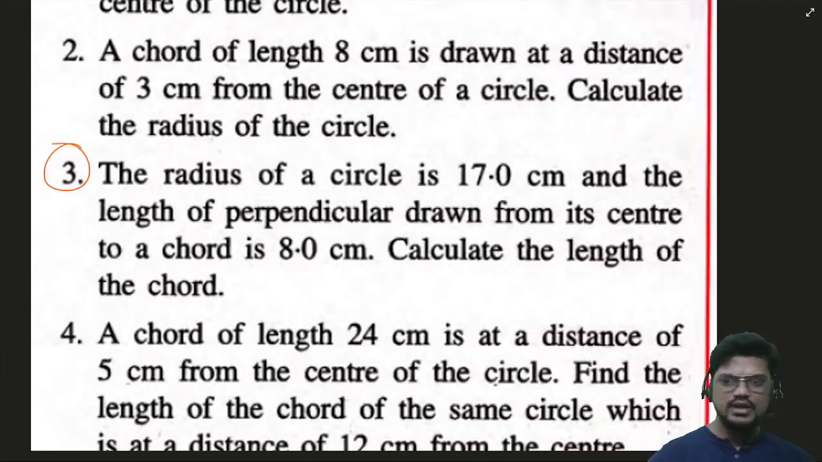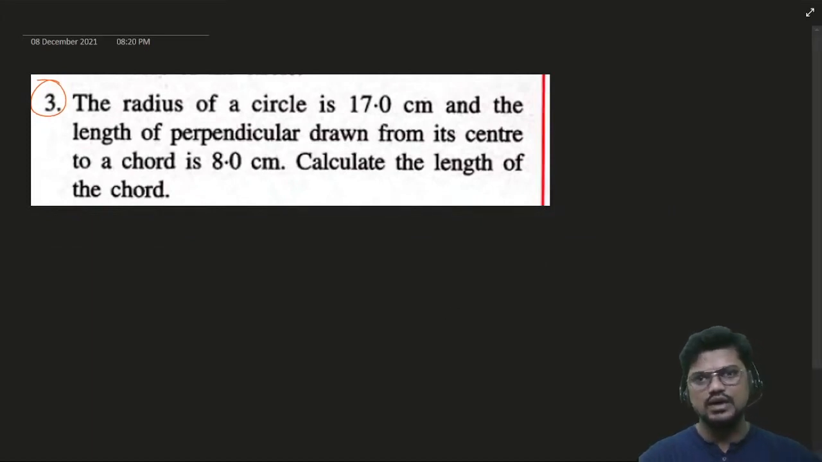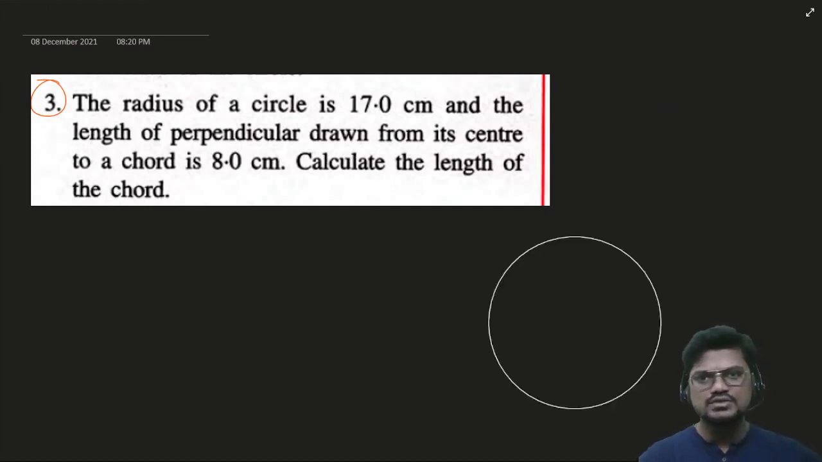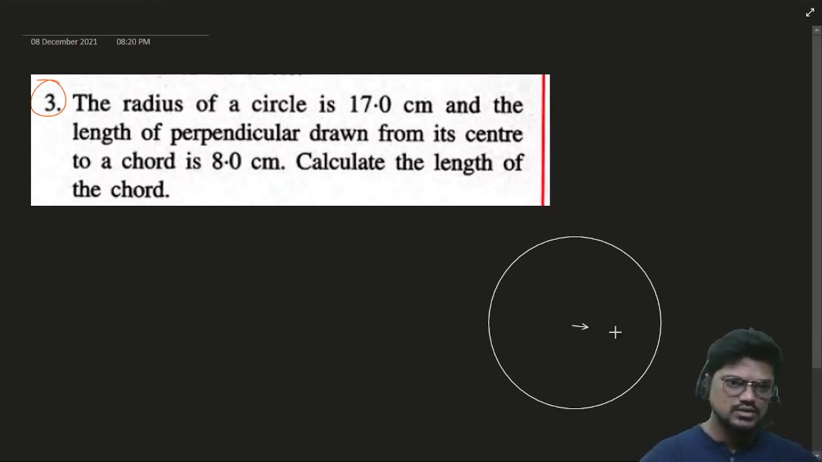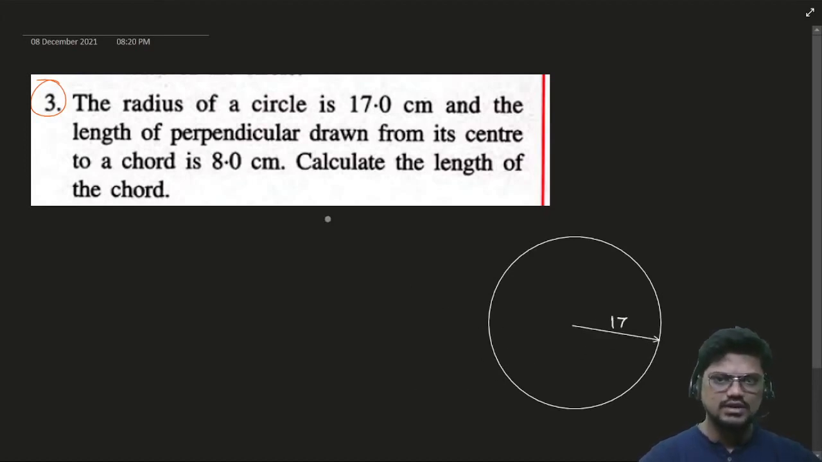Fine, I will solve it because I did not get an answer from all of you. I got answers from only 3 or 4 students. See over here, it's a very easy question actually. You have a circle, and the radius of the circle is 17. If I draw this radius, the radius of the circle is 17 as they have given. And the length of the perpendicular from its center to the chord is 8.